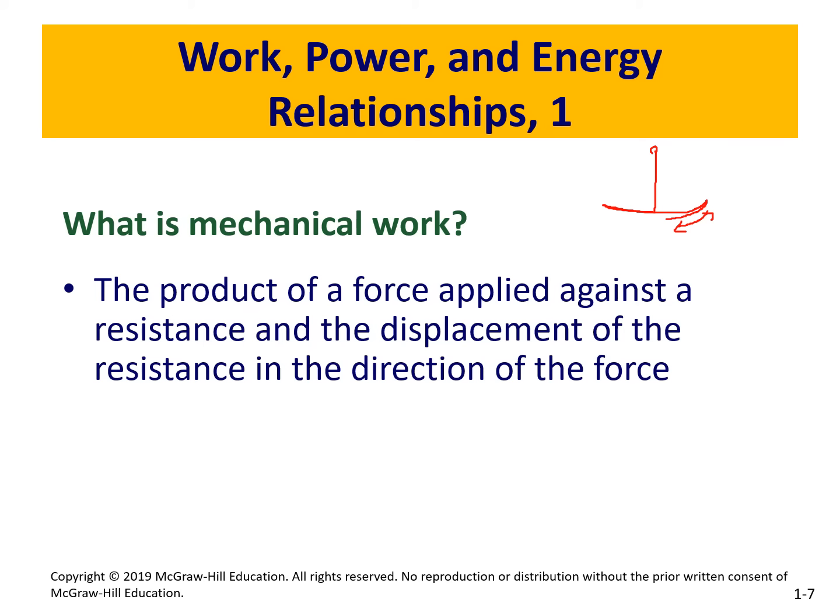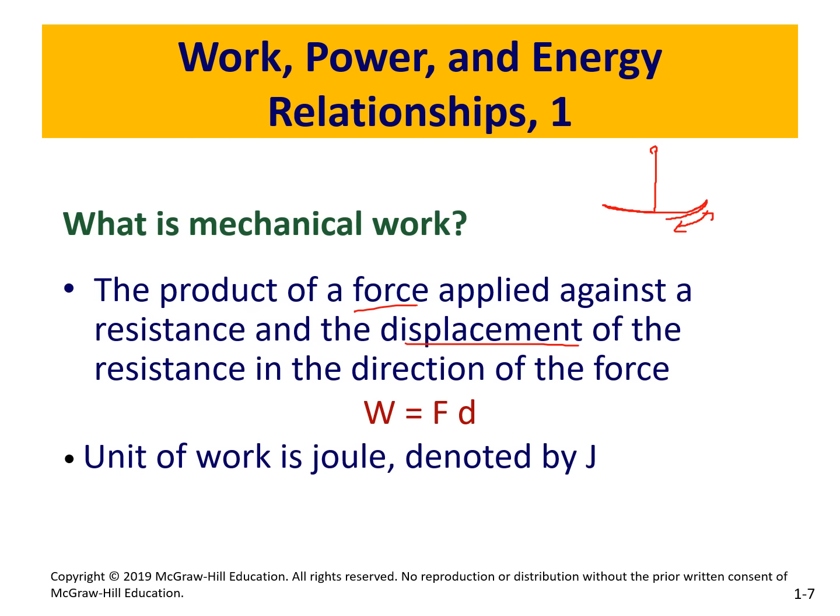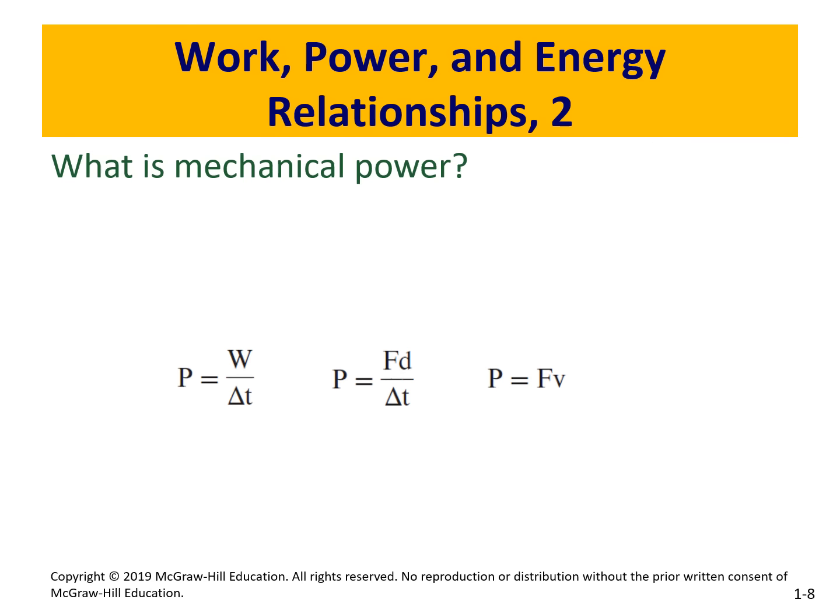So we would like to multiply force with displacement, not distance. W equals force multiplied by d. And the unit of the work is actually Newton meters, but we are calling it joules. So Newton meters is joules. Now, so that's mechanical work, force multiplied by distance.